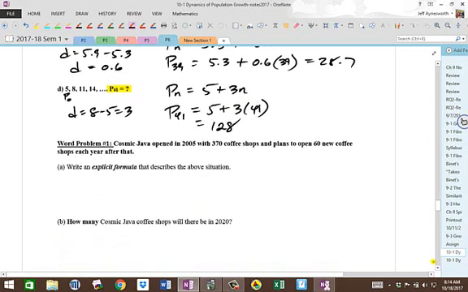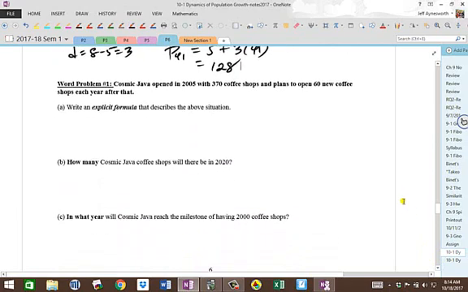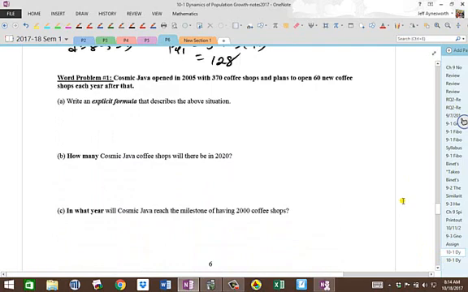All right, so let's end with a word problem here. Here's a classic example dealing with Java. Okay, coffee. It's a coffee shop. It opened in 2005. Right here, there's your start, 2005, with 370 coffee shops. Okay, there's your P sub 0. P sub 0 equals 370.